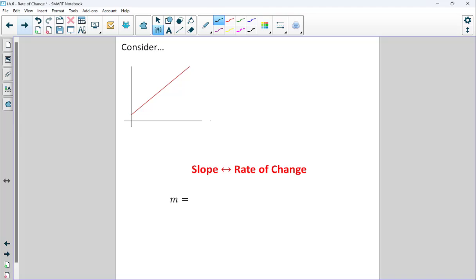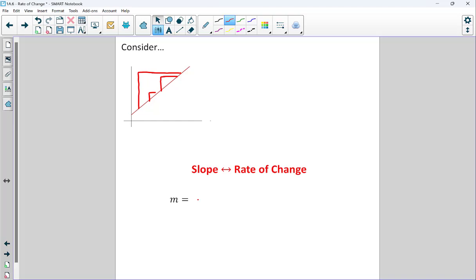Throughout our previous algebra classes, we have learned that the concept of slope is about measuring the rate of change of a line. The rate of change of a line is a constant number, rise over run. No matter where I measure that rate of change or over what length of interval, the rate of change will always be a constant. We measure the slope of a line using rise over run.